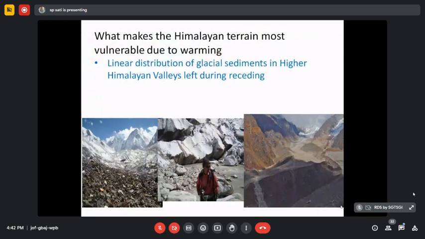What makes this Himalayan terrain very vulnerable due to warming? One thing is what was underlined by the two high power committees constituted by the Supreme Court. One was after the 2013 disaster, and another was constituted when the Char Dham project of road widening was initiated.